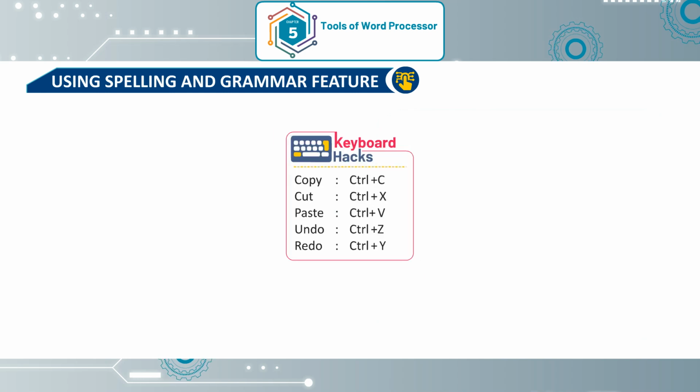Keyboard hacks. Copy: Ctrl plus C. Cut: Ctrl plus X. Paste: Ctrl plus V. Undo: Ctrl plus Z. Redo: Ctrl plus Y.